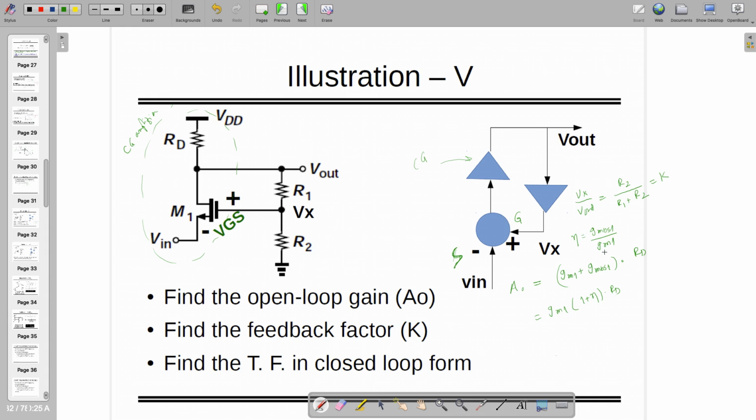So in that case, we can find out the closed loop transfer function. The closed loop transfer function is, as it is known to us already, A0 divided by 1 plus A0K in negative feedback. Notably, this is negative feedback, right, because of these terminal values.